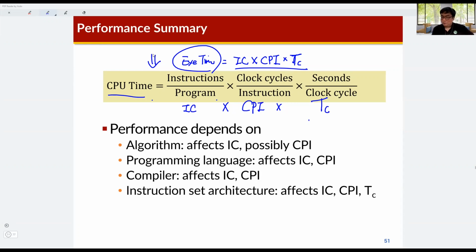It's very simple, actually. We can reduce one of these factors: the instruction count, or the CPI, the clocks per instruction, or we can also reduce the clock period, okay? So how can you reduce these factors? There are some different factors that influence the performance of a computer system.